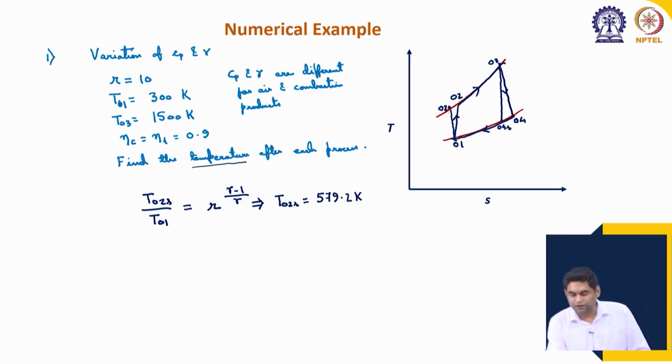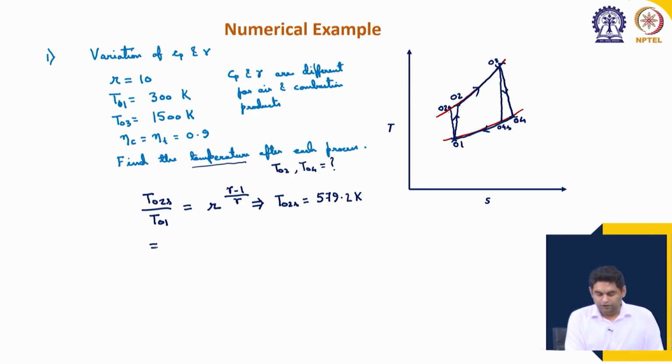By the way, we need to find the temperature at each state. So, 01 is already known, it is 300 Kelvin. 03 is already known, it is 1500 Kelvin. So, we have to find T02 and T04. What are the pressures to specify this state? P01 and P04 are equal to the atmospheric or ambient pressure, and P02 and P03 is 10 times of that, because the pressure ratio is given. Okay.